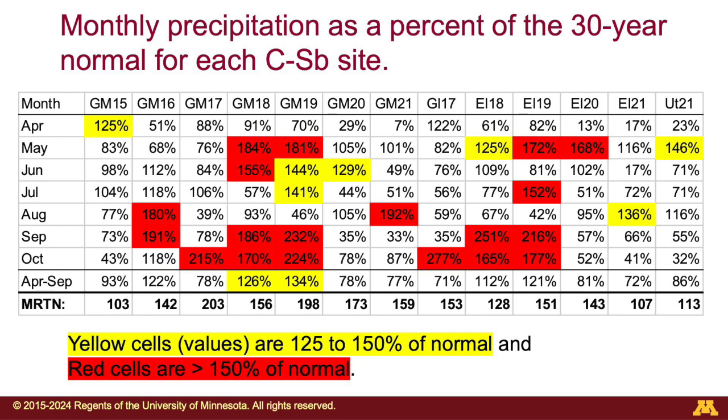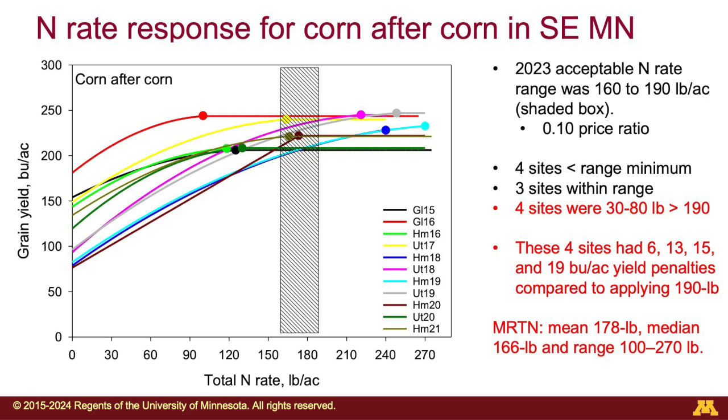But when we look at some of these sites that had very high MRTNs, this one here, 203, really not a wet growing season. This one here, 198, definitely a very wet growing season. And you see a couple other sites over here that also fall in that category. But it doesn't explain them all. Now, these are the corn after corn sites. In the corn following soybean sites, we actually did pretty good. For 7 of those 13, our range was pretty close to where the optimum was.